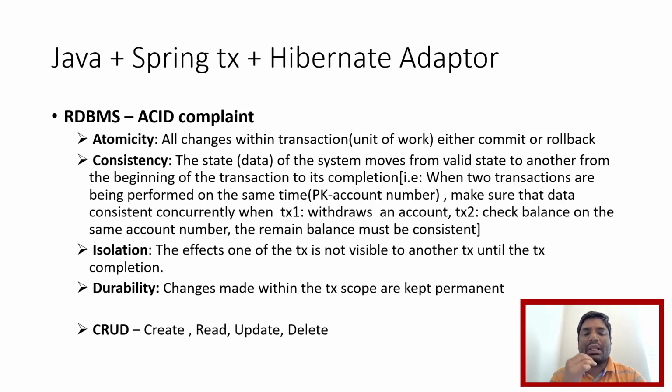Isolation. What does it mean? Right now, as I described in the consistency example, we are both operating from two different locations. We don't know what the other is doing on the same account. That is, the effects of one transaction are not visible to another transaction until the transaction completes. That is how you segregate your transaction scopes when dealing with the RDBMS engine.